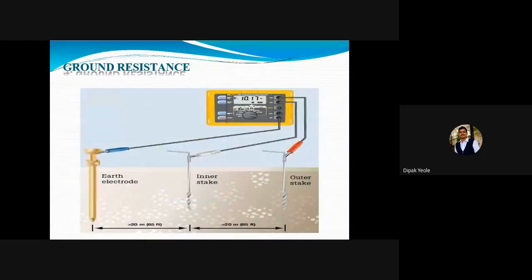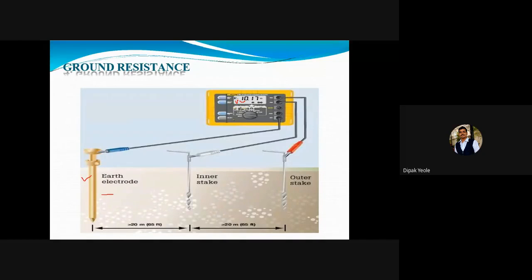What is the method? You can see over here, this is the earth electrode. This is the inner stake which came from your earth resistance meter. So it is like the ohm meter, multimeter सारखंच आहे बघा. इथे नॉब पण आहे. Yes. डिस्प्ले आहे आणि रेजिस्टन्स व्हॅल्यू तुम्हाला इथे बघायला मिळते. Yes. So this is the outer stake.